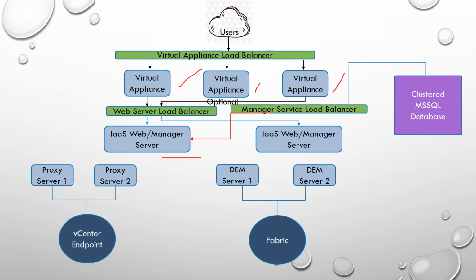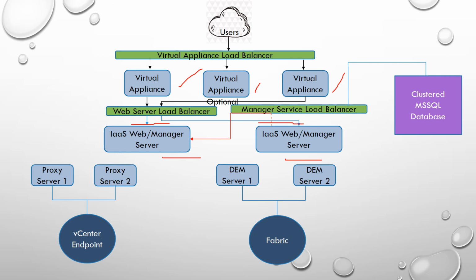Other than the two or three virtual appliances, we are going to have Windows servers, which are each going to host IaaS websites, model manager, manager service, and DEM orchestrator. These machines will be behind a load balancer, where there will exist two different load balancer pools, one for the IaaS web server and the other one for the manager service.